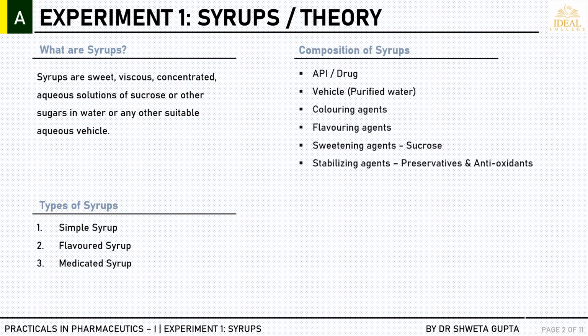The syrups in general contain the drug, that is the active pharmaceutical ingredient for the therapeutic activity desired, the vehicle, which is purified water for syrups to carry all the other ingredients, coloring agents, flavoring agents, sweetening agents, which is sucrose for most of the syrups, and the stabilizing agents like preservatives, antioxidants.